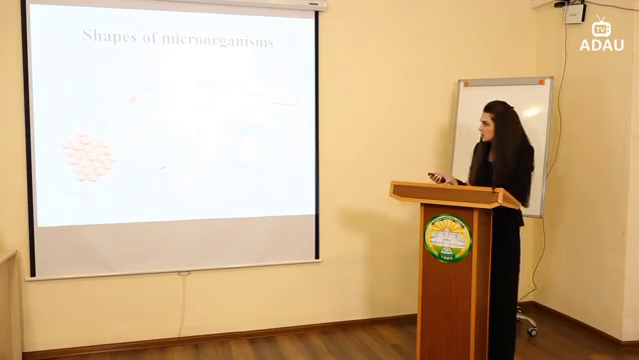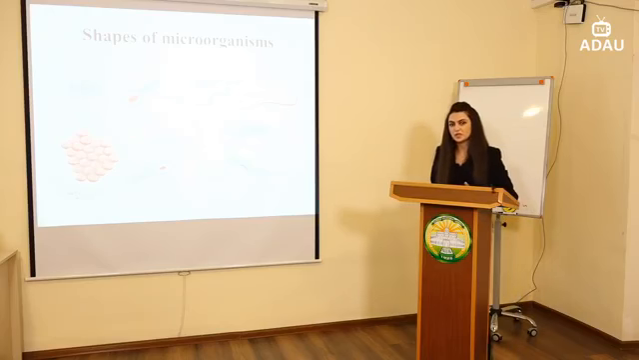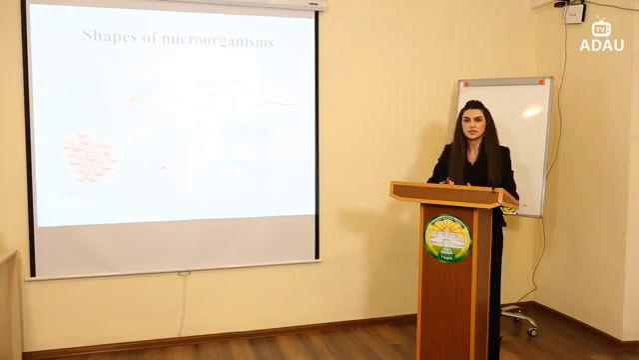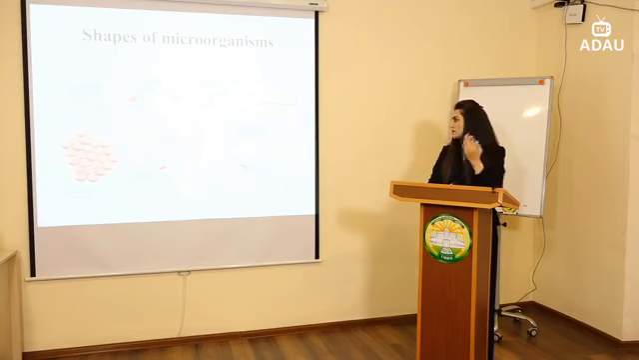And in addition to it, the third group is the comma-shaped microorganisms, and comma-shaped microorganisms are also divided into some main groups. For instance, they can be just comma-shaped microorganisms. It can be spirillum, spirochete, and other types of shaped microorganisms.